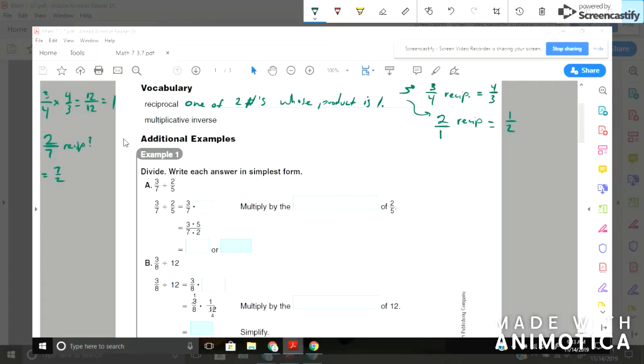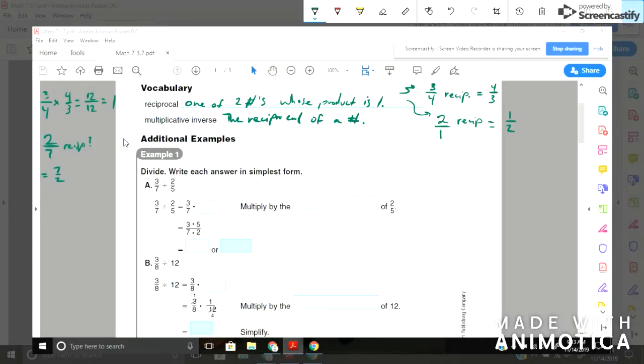The next vocab word, multiplicative inverse, that's kind of a tricky word to say, is just a fancy way of saying the reciprocal of a number. Okay? So you might hear that fancy term saying, take the multiplicative inverse. All that means is just find its reciprocal or flip the numerator and the denominator.